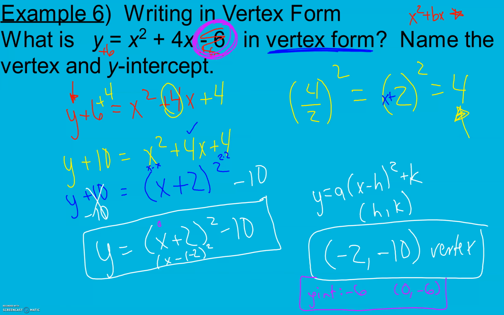So here we have our vertex form. Again, we got it from the x squared plus b x form by subtracting or adding that c value to the other side. We took our b value, halved it and squared it, added it to both sides. Wrote my perfect square trinomial as a binomial squared, and then got it set equal to y again.